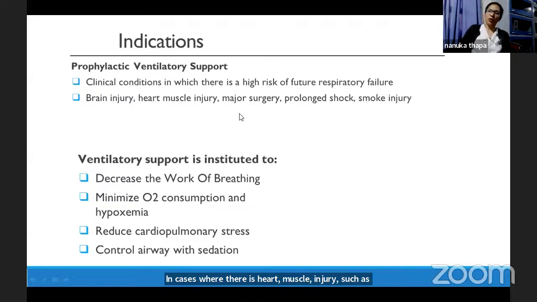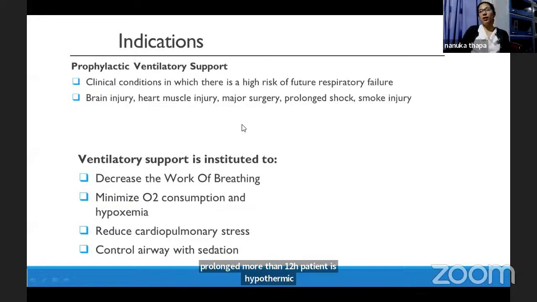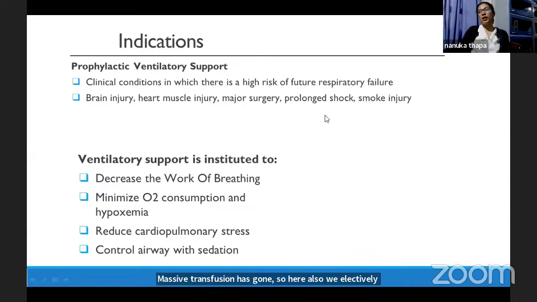Major surgeries where the duration of surgery is prolonged more than 12 hours, patient is hypothermic, massive transfusion has gone. So here also we electively or prophylactically ventilate them overnight for 24 hours. Prolonged shock where the patient is on multiple inotropes and there's associated lung injury. Here also prophylactic ventilatory support is given.